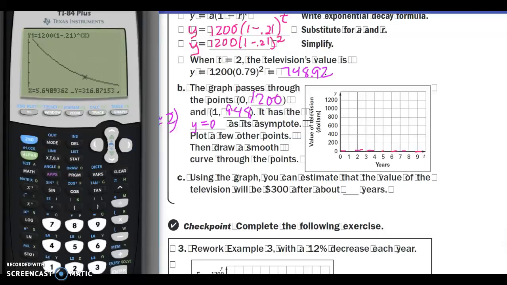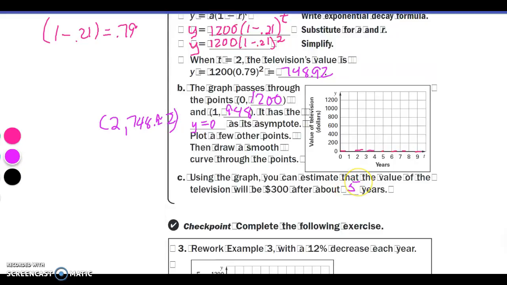And I can see it going down here. It's getting closer. It's getting very close. So it looks like during year 5, at some point, it hits $300. I can also look on the table as we started to do, and I can see $300 happens sometime during the 5th and 6th year. It's less than 369 and more than 291. So, around 5 years would be our answer.